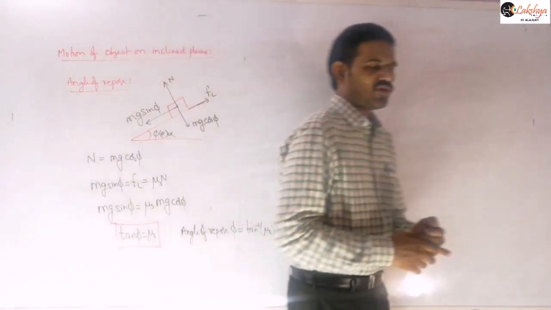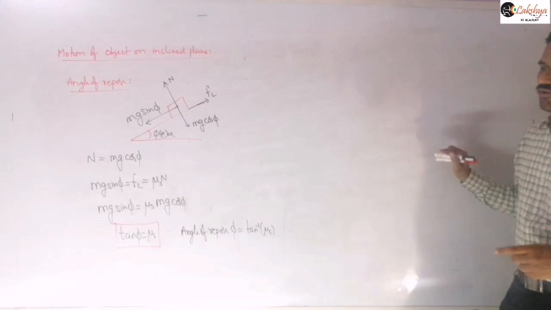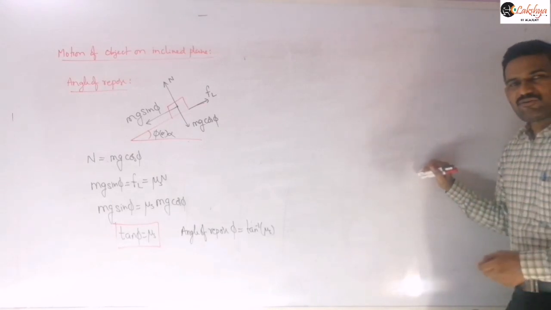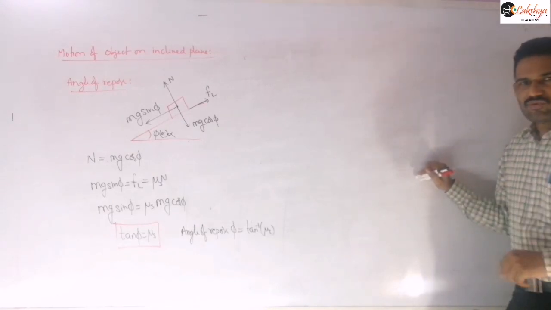And from this you should also observe that this is a similar relation to what we derived previously: tan phi is equal to mu or mu s.